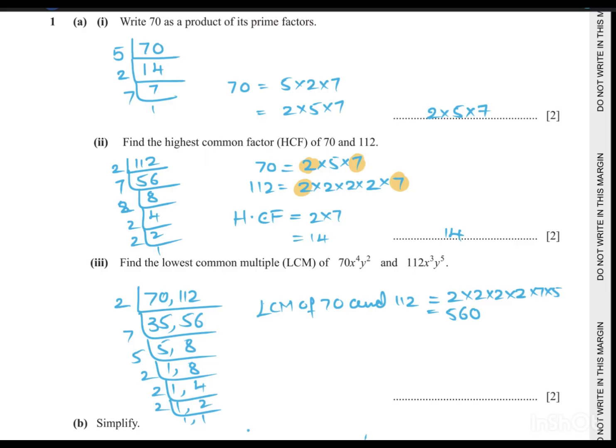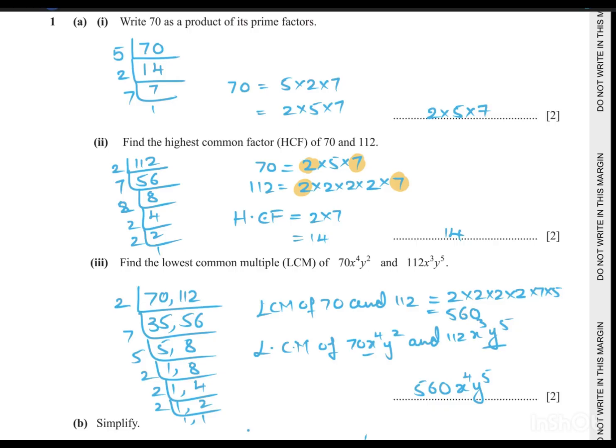The LCM will always take the highest power of each variable. So the final answer, the LCM of 70 x raised to 4, y raised to 2 and 112 x raised to 3, y raised to 5, will be 560 with the LCM of the coefficients, and you take x raised to 4 and y raised to 5. That means you take the highest power variables and write them as the LCM. So question number 1A is done.